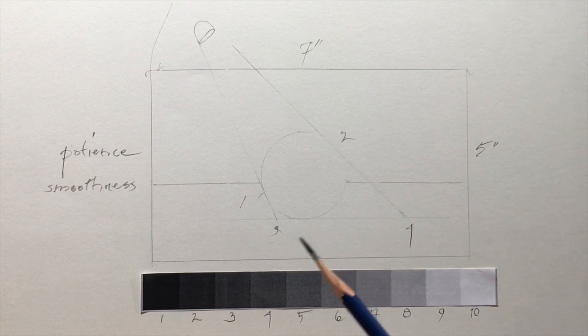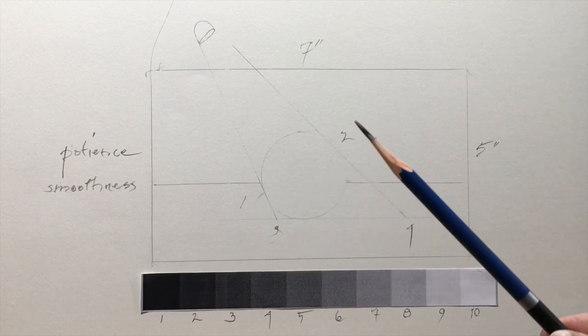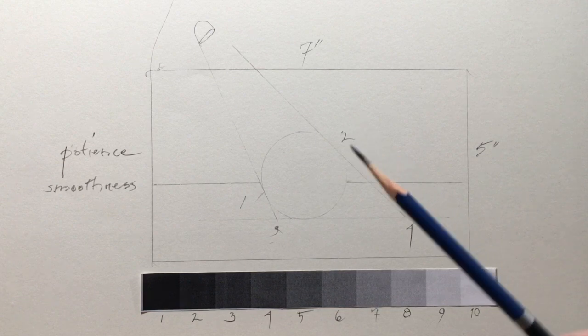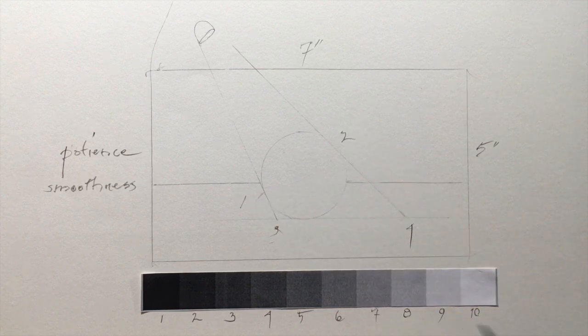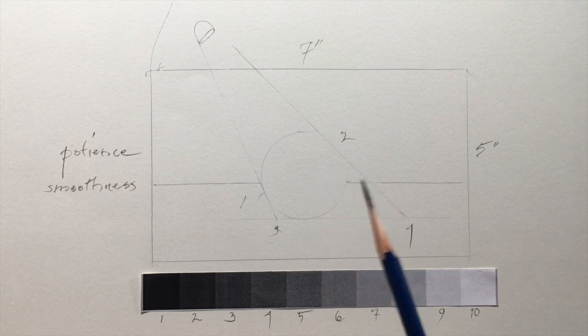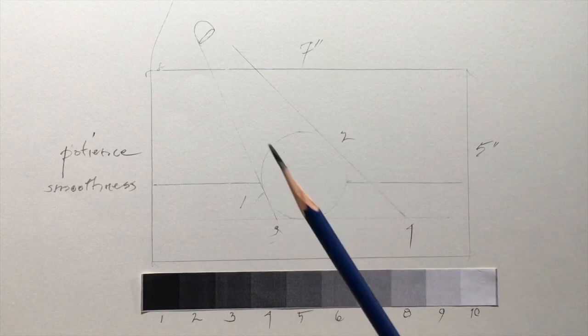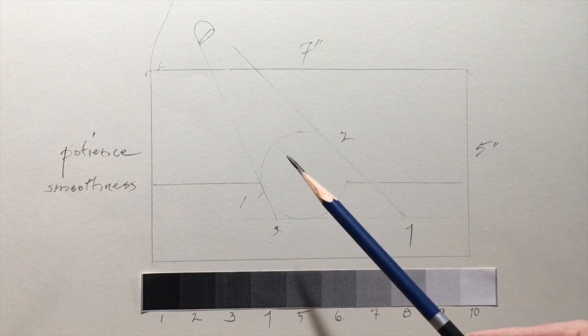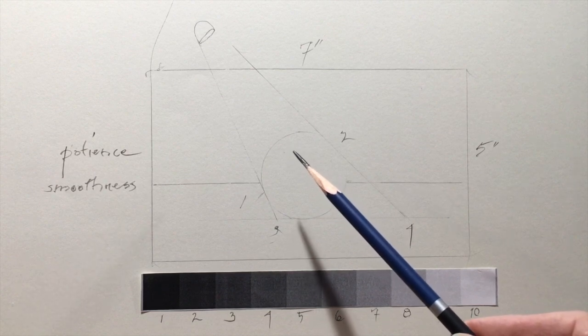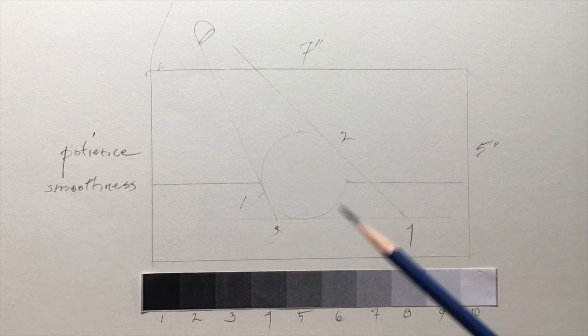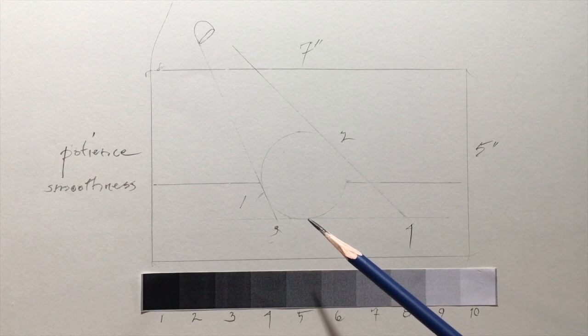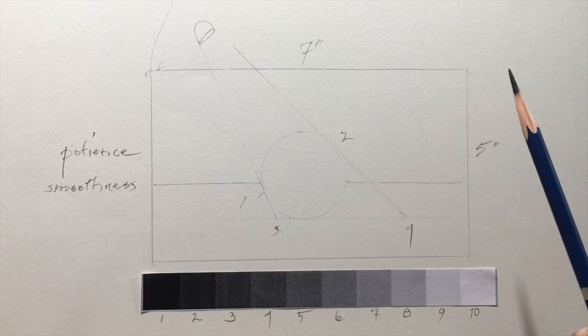So step one, I'm going to draw the value sphere's shadow core. I'm also going to indicate the occlusion crack and an area where the highlight is. So the highlight is going to be the lightest light. The occlusion crack is going to be the darkest dark. Everything is going to be somewhere in between.